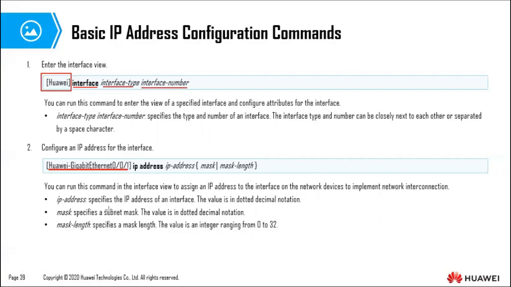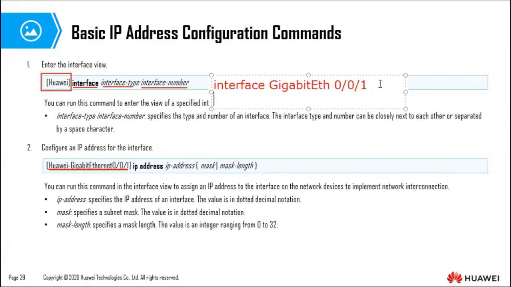We're on interface view. So, for example, in order to get into this interface, they typed the command interface GigabitEthernet 0/0/1. So that is the number. So that is how we get into this interface. You can also type this, I think, in short, int g 0/0/1, like that.